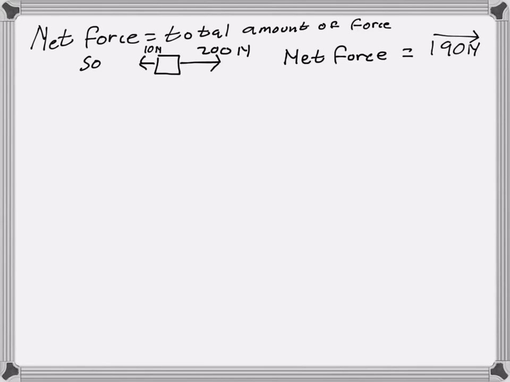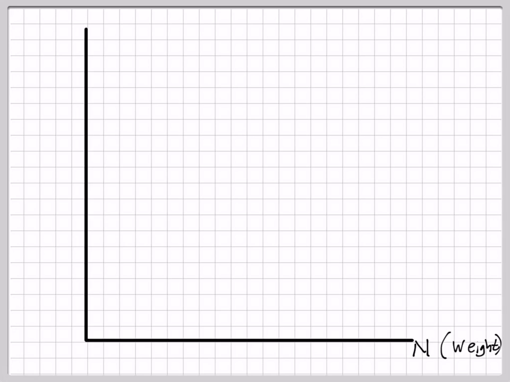So let's take a look at this graphically and see if we can identify this relationship within friction. Now that we've reviewed net force a little bit, here we have a friction graph. We're going to put the weight, or the normal force, in newtons on the x-axis. So you can see it down here.